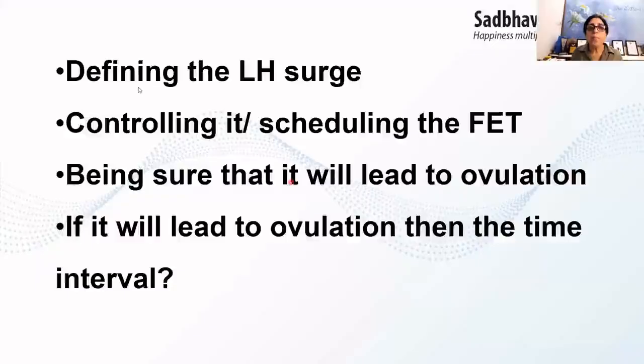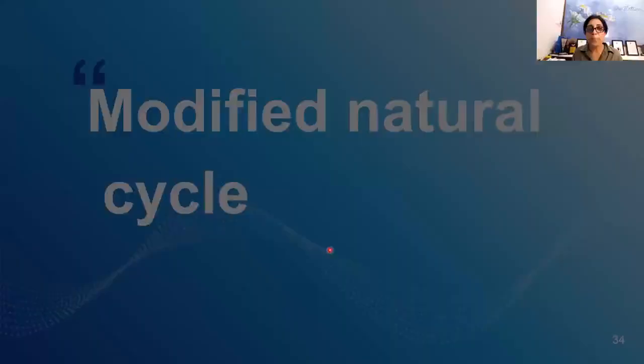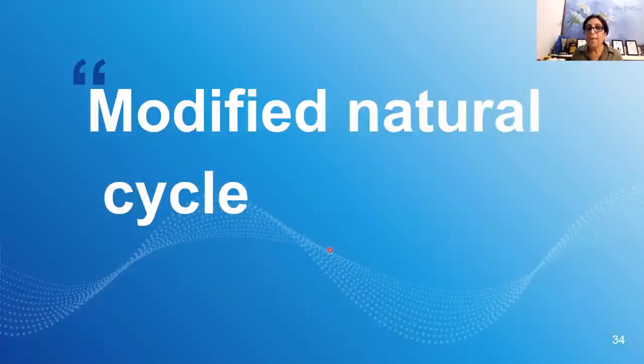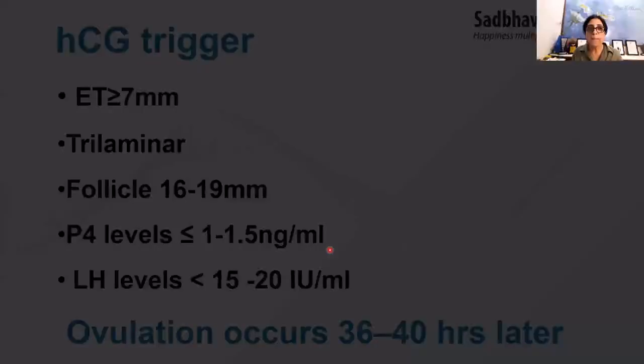So the problems, to sum up with a simple natural cycle, is how do we define the LH surge? We cannot control it, so we cannot schedule our FET cycle. Then we are not sure that this LH surge is definitely going to lead to ovulation. Then we are not sure that if it's going to lead to ovulation, what is the time interval between that LH surge and ovulation? So to make things simpler, next is the modified natural cycle.